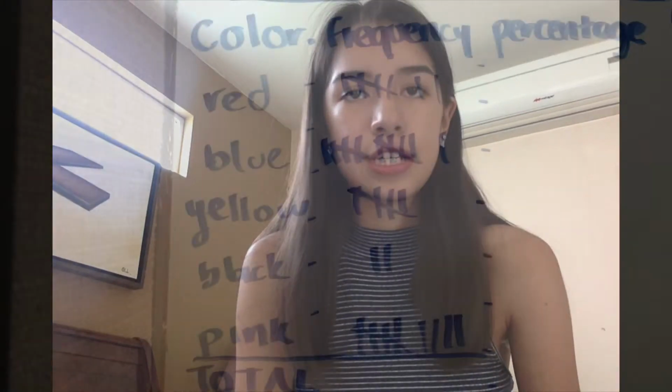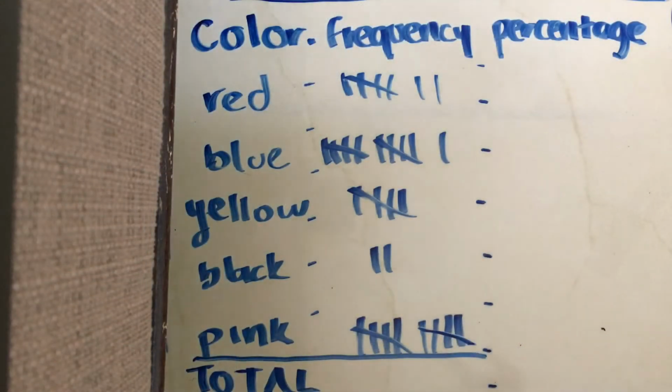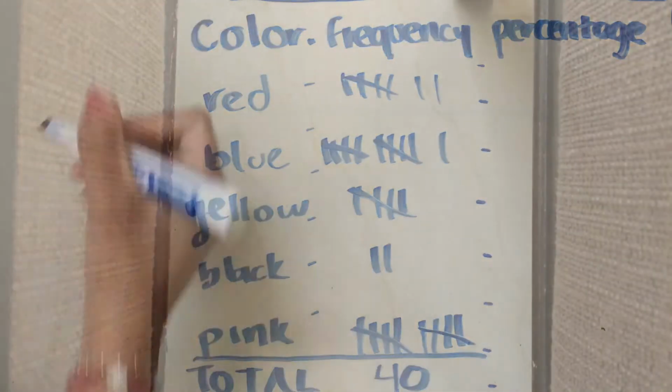So now, let's construct an example. For this example, I asked 40 people what their favorite color was. Now, let's see it all drawn up and see how we can construct a label chart and our pie chart. On the left side, we can see all the colors that were optioned, and each frequency represents each person, which in total is 40 people.